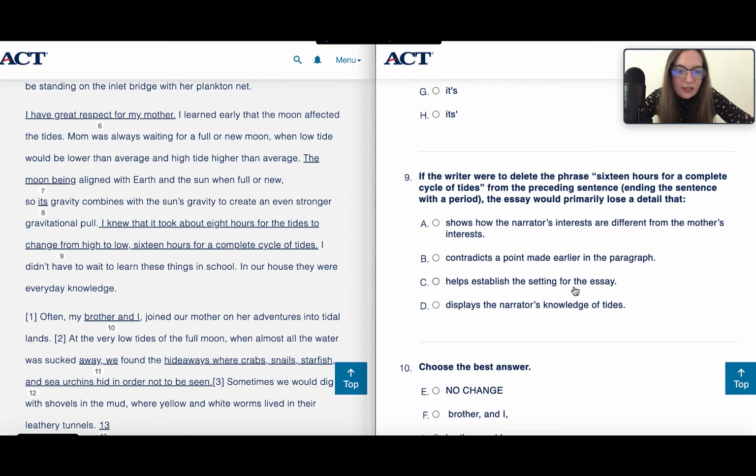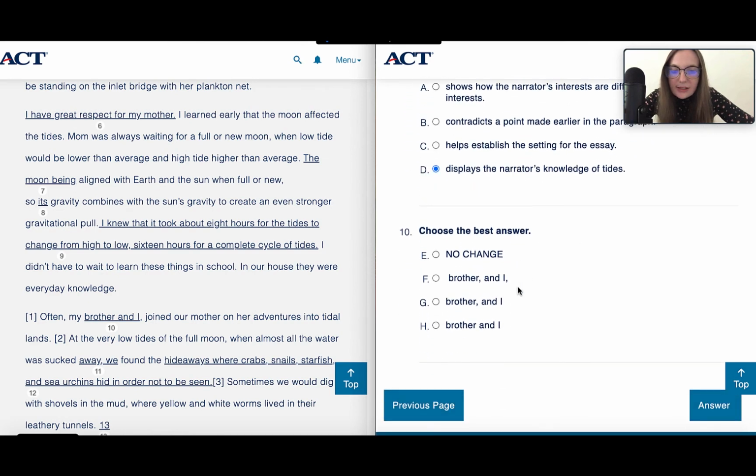C helps establish the setting for the essay. No, that would not establish a setting. This is not talking about the place or laying out the scene. Choice D displays the narrator's knowledge of the tides. Yes, this is basically used to show that the narrator has knowledge as to how the tides work in terms of their timing. So choice D would be correct then.